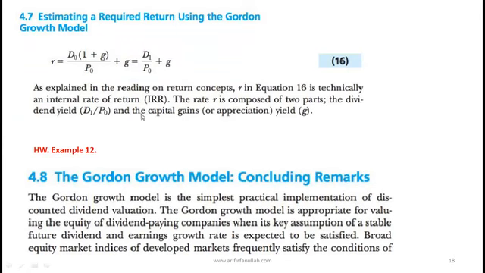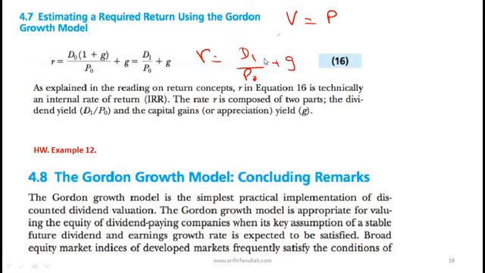Okay, so next, just a few general points. This is section 4.7, estimating a required return using the Gordon growth model. So normally, how do we come up with the required return? Using CAPM. If you assume that the market is efficient and the value is the same as price, then you can also come up with a required return based on, what? Based on this Gordon growth model. So you might have seen this formula, the required return is equal to D1 over P naught plus G.